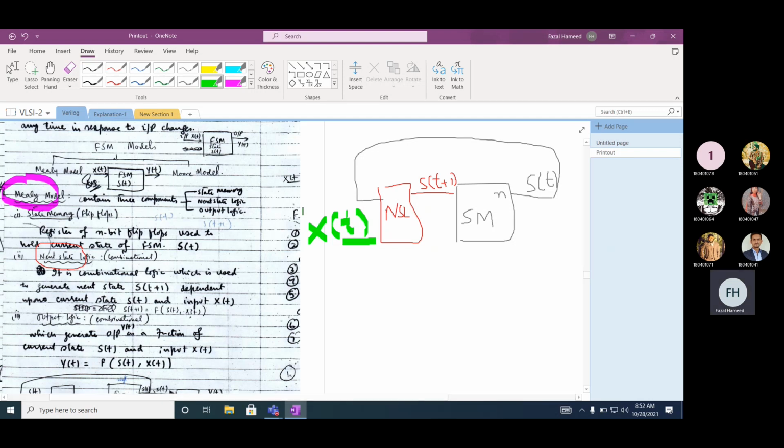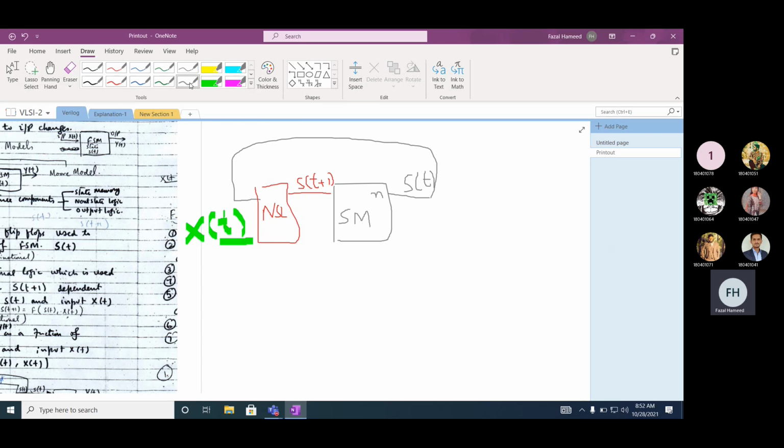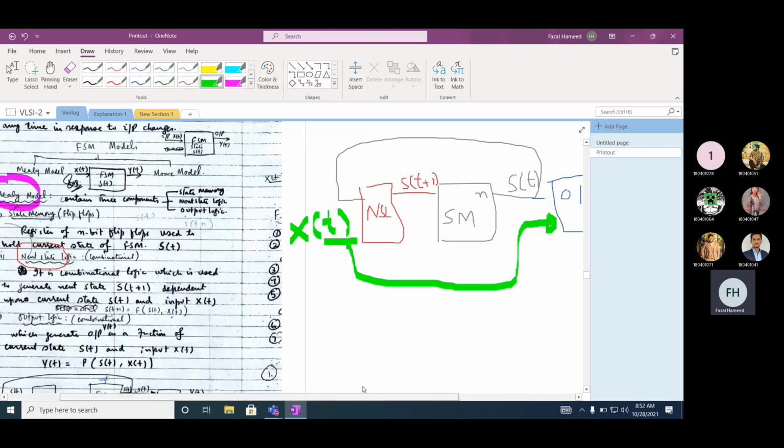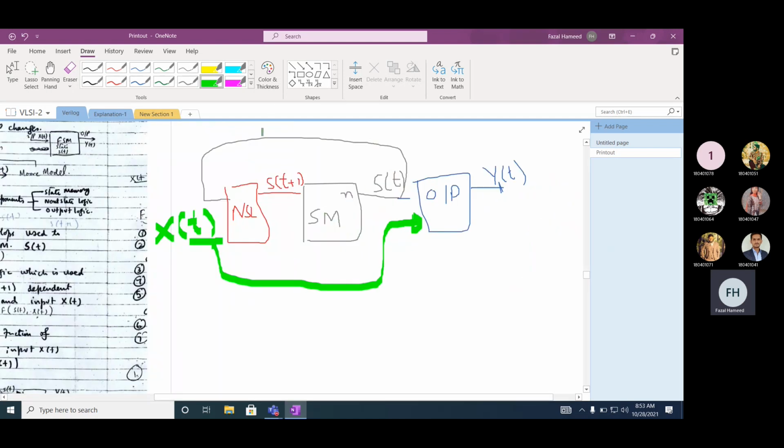And now there is the output logic. If you look at this ST plus 1, there is also an output logic. I call it OP, output logic, and this output logic has an output YT. YT is not only a function of the current state, but also a function of the input. So this is a very high level block diagram of a Mealy machine. The state memory is sequential, and both of the logic blocks are combinational.